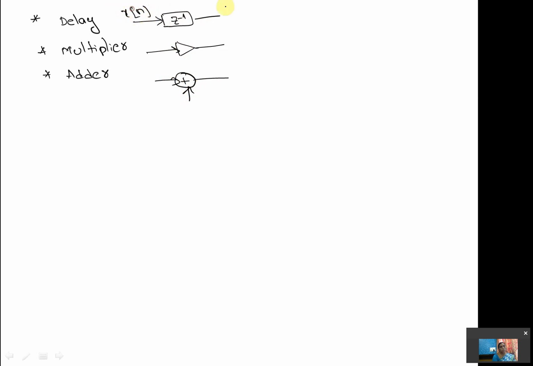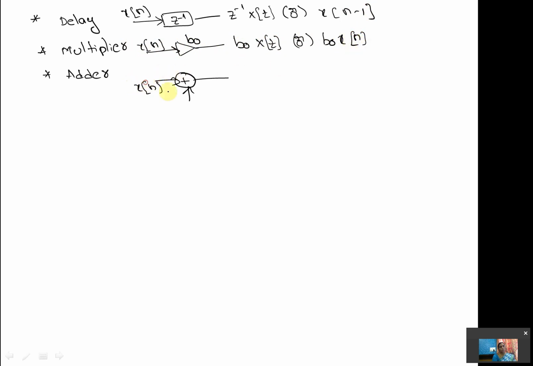If here is x of n, here z power minus n x of z over x of n minus 1. If here is x of n and the multiplying coefficient is b naught, then here is b naught x of z over b naught x of n. And here is x of n and here is y of n. Then the output is x of n plus y of n, or x of z plus y of z.